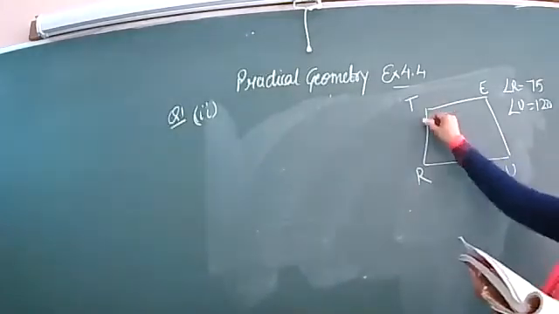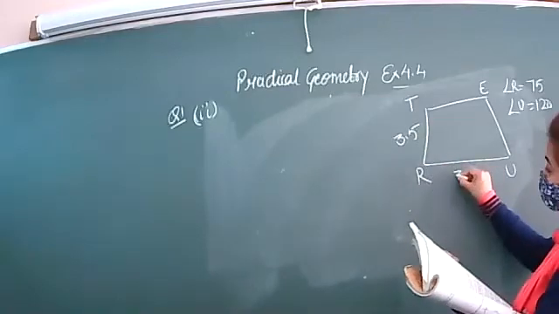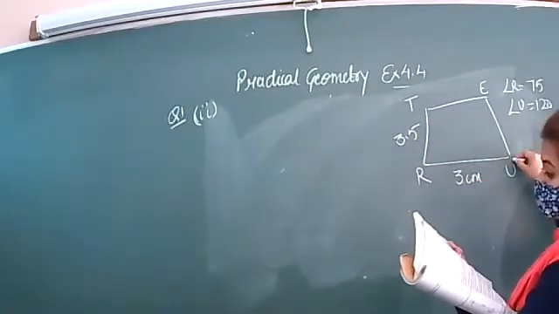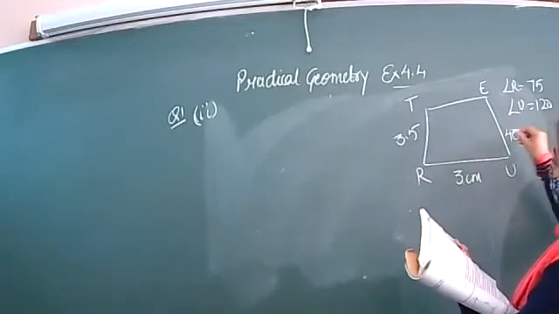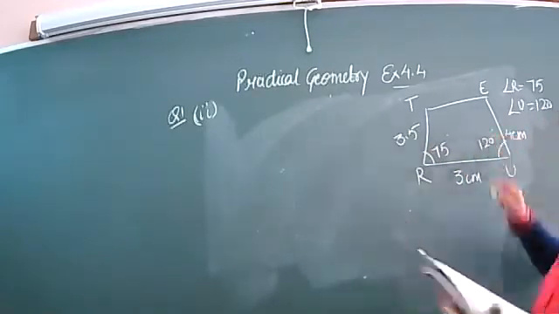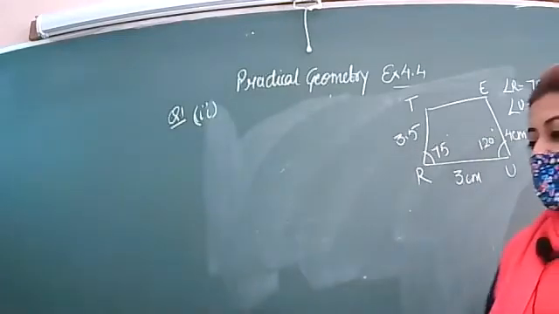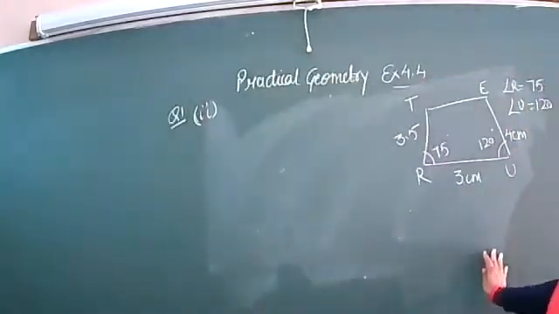write the dimensions. TR is 3.5, RU is 3 centimeter, UE is 4 centimeter, and angle R is 75, angle U is 120. I have written all the dimensions. As you can see, minimum 5 dimensions are needed. So 5 dimensions are given to you, so we can start.